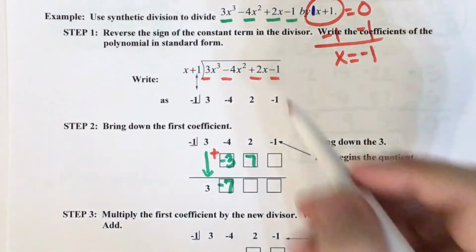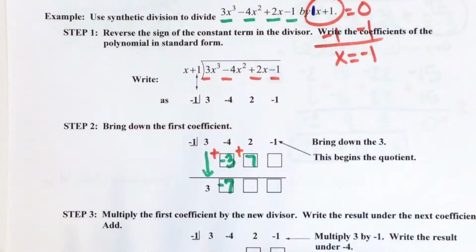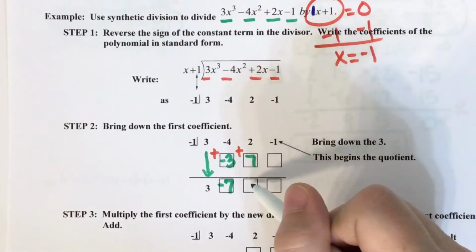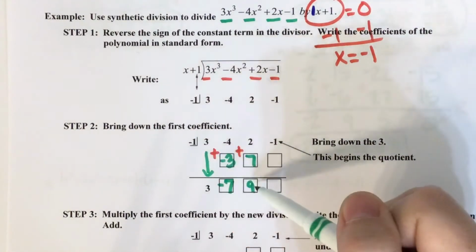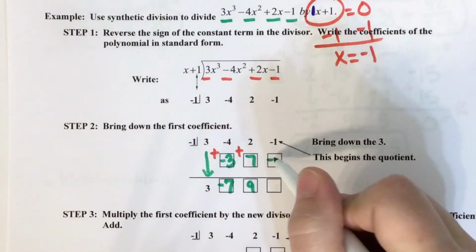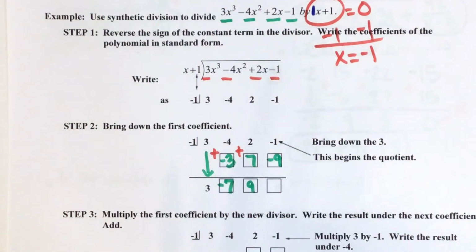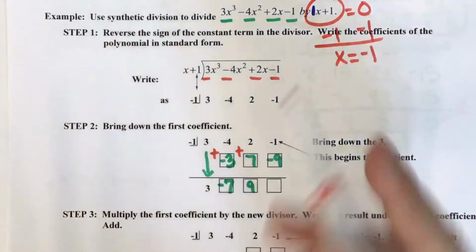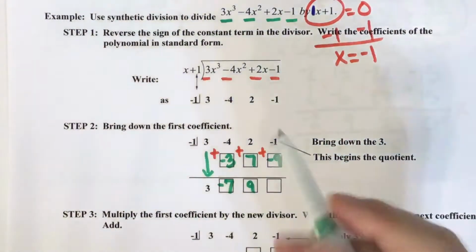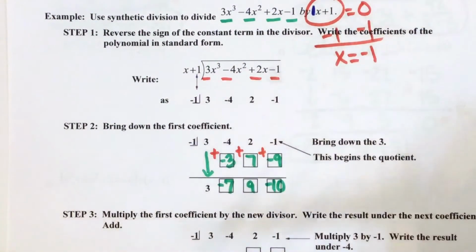Now what? Go back to adding. 2 plus 7 is 9. Now what? Go back to multiplying. 9 times negative 1, negative 9. And then go back to adding. Negative 1 plus negative 9 is negative 10. And that's my answer. I just have to know how to write it.